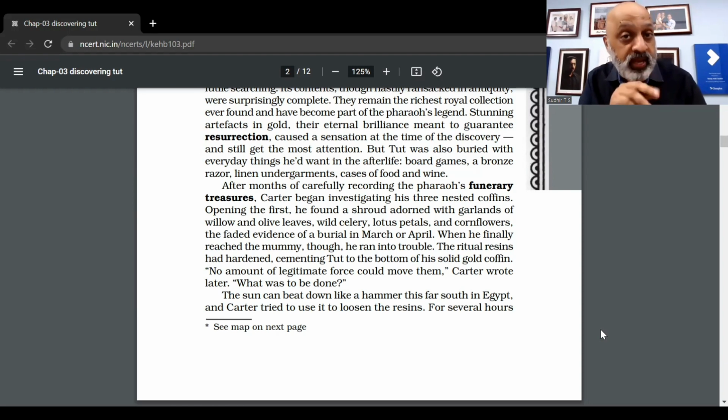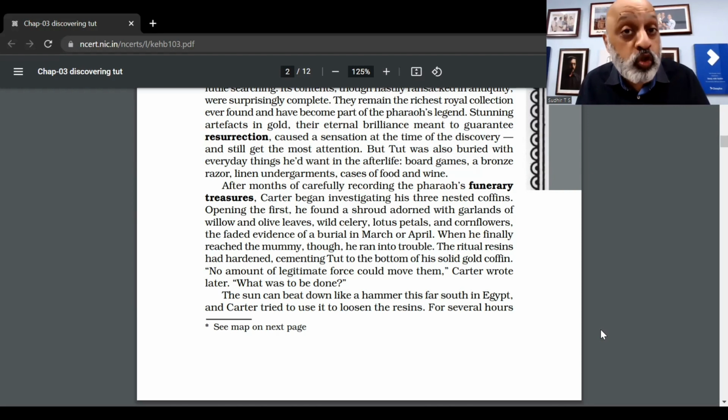When he finally reached the mummy, that is Carter, though he ran into trouble. What was the trouble? The ritual resins had hardened. Now, resins are a sticky substance that is insoluble in water, used to stick different things to a surface, right? The ritual resins had hardened because itne saalon se they had become very, very solidified, cementing Tut to the bottom of a solid gold coffin. No amount of legitimate force, legitimate यानी कि नॉर्मल फोर्स लगा के उसको निकालना असंभव था. It was not possible. So he had to use illegitimate means is the point that is being made. No amount of legitimate force could move them.